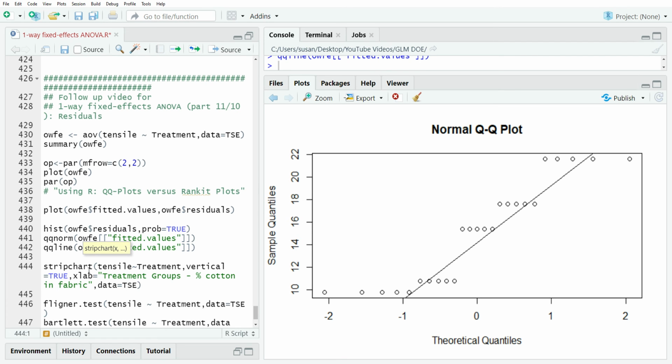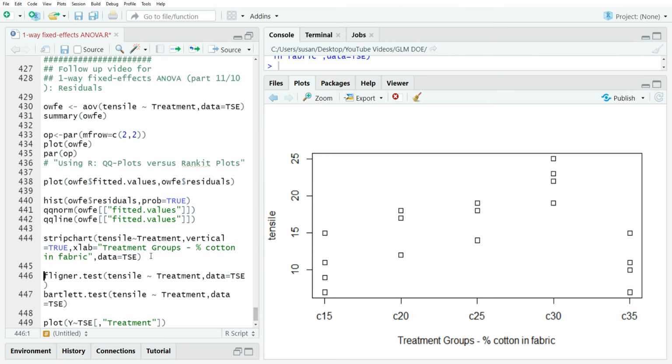I like a strip plot because it plots the data, tensile strength by the group. And here, for constant variance, these should all be spread apart about the same distance. And if you see, they roughly are.